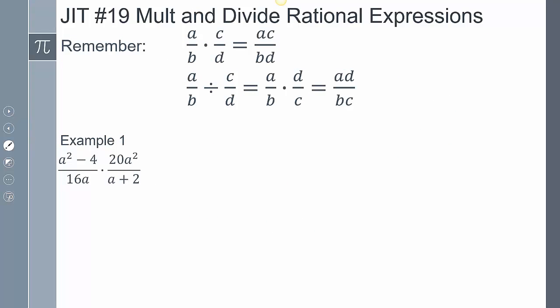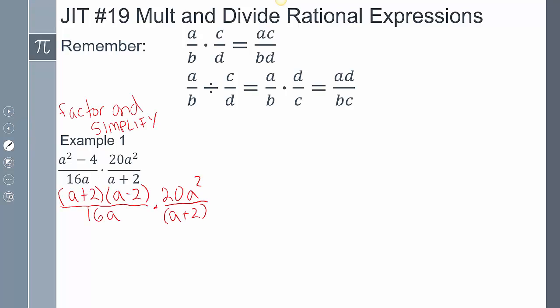Now in Just in Time number 19, we're going to be multiplying and dividing rational expressions. When we are multiplying two rational values, you multiply straight across. Whenever we're dividing, you want to flip the second fraction, turn it into multiplication, and then multiply straight across. So for this one, because we're multiplying straight across, we can consider these already combined together. And so I just want to factor everything and then simplify it.